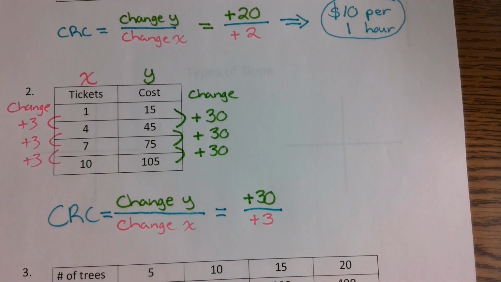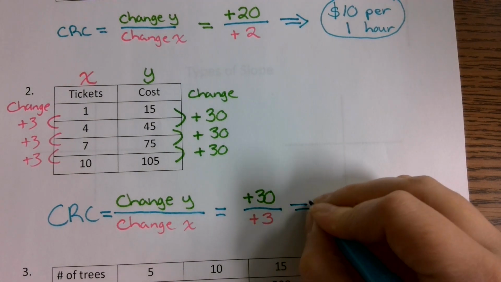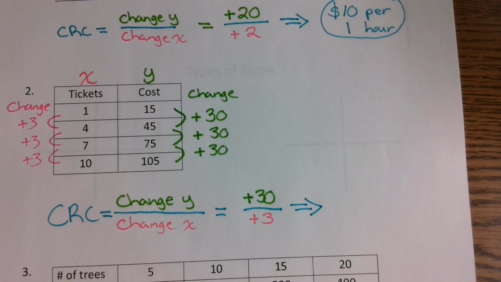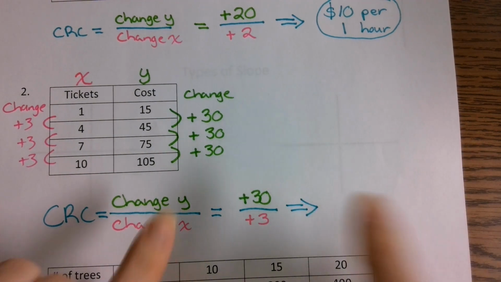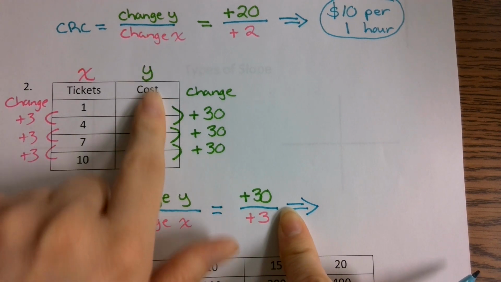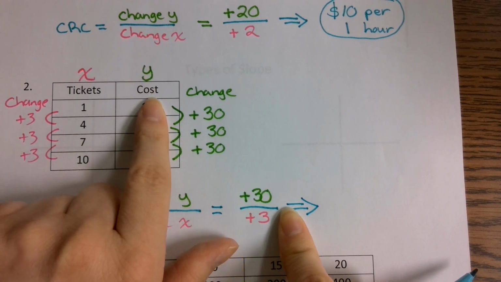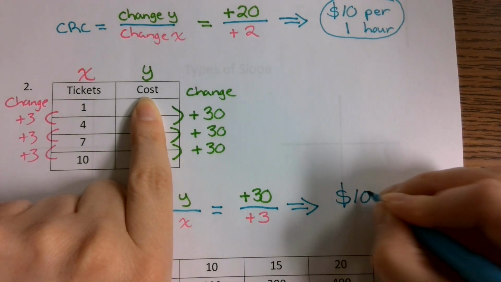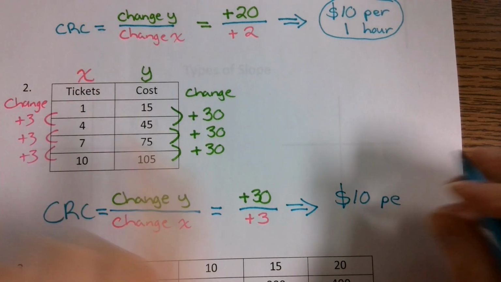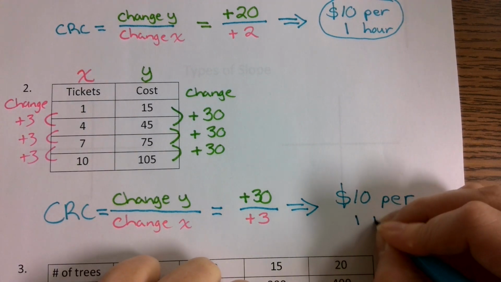All right, 30 over 3. What can we simplify it to? Put it in your calculator. Put 30 over 3. Hit enter. What does it come out to? Zarina? 10. Good. And remember, it's 10. Go back to your y. What does y represent again, guys? The cost. So that's money. So it's $10 per ticket. Thank you, Angel. Per one ticket.